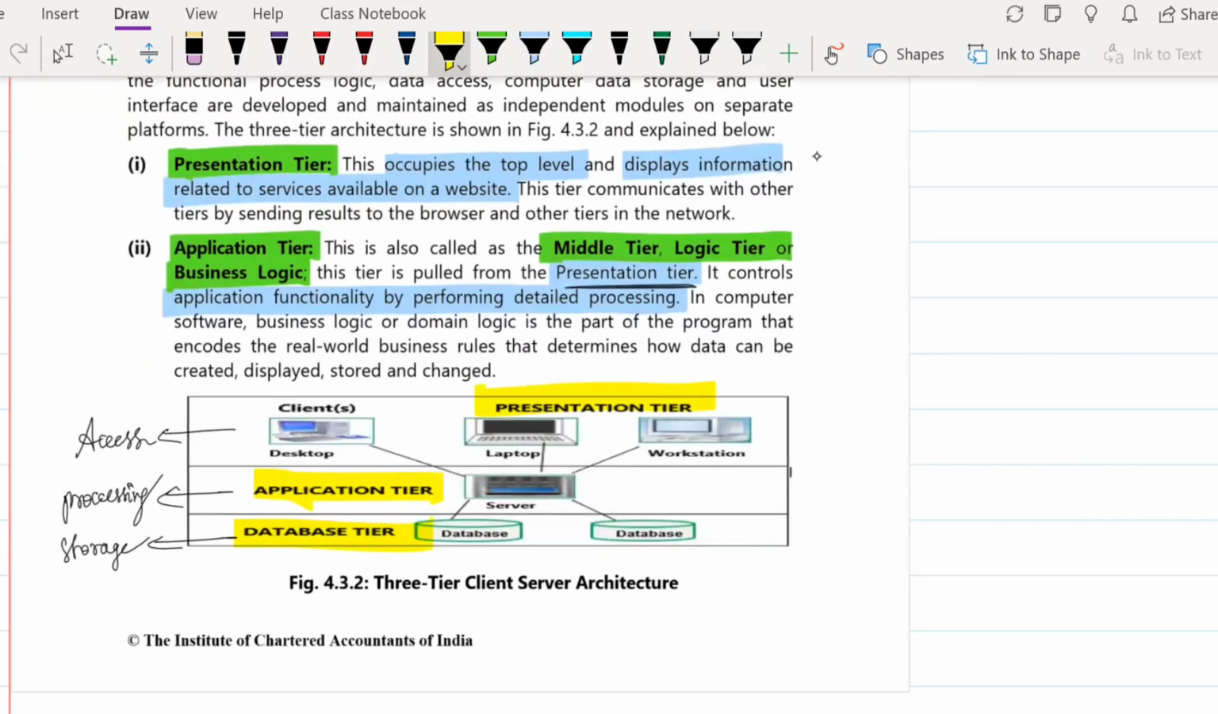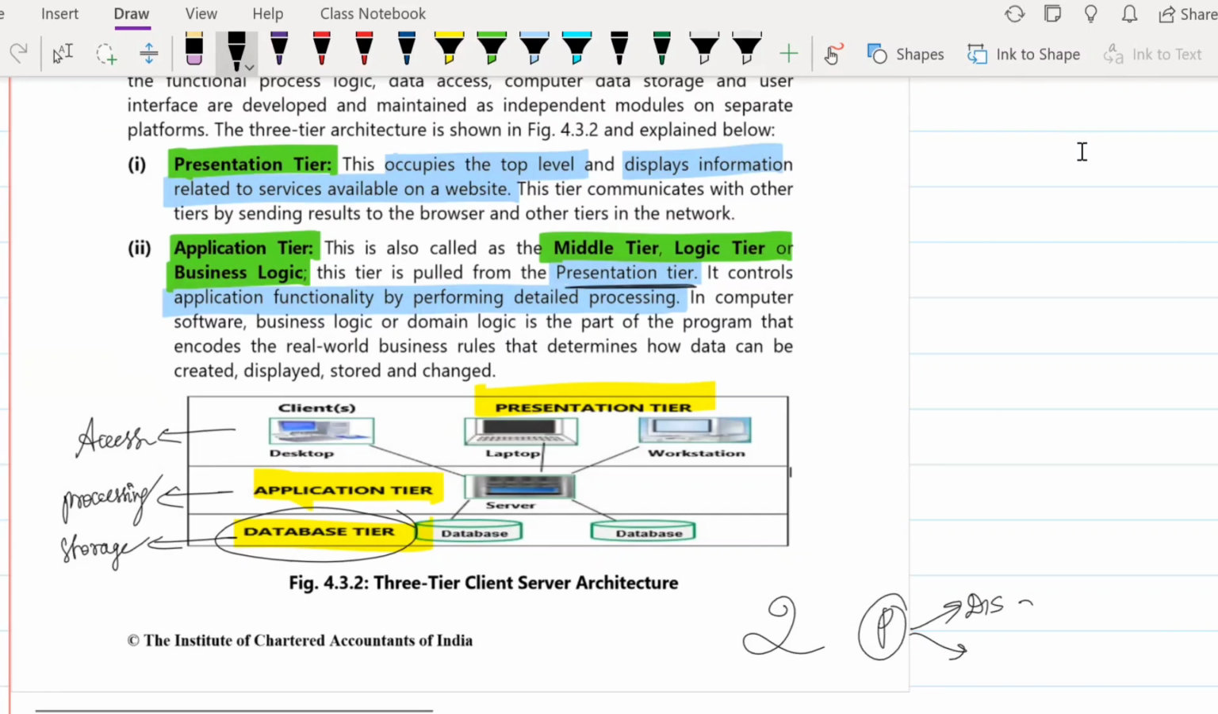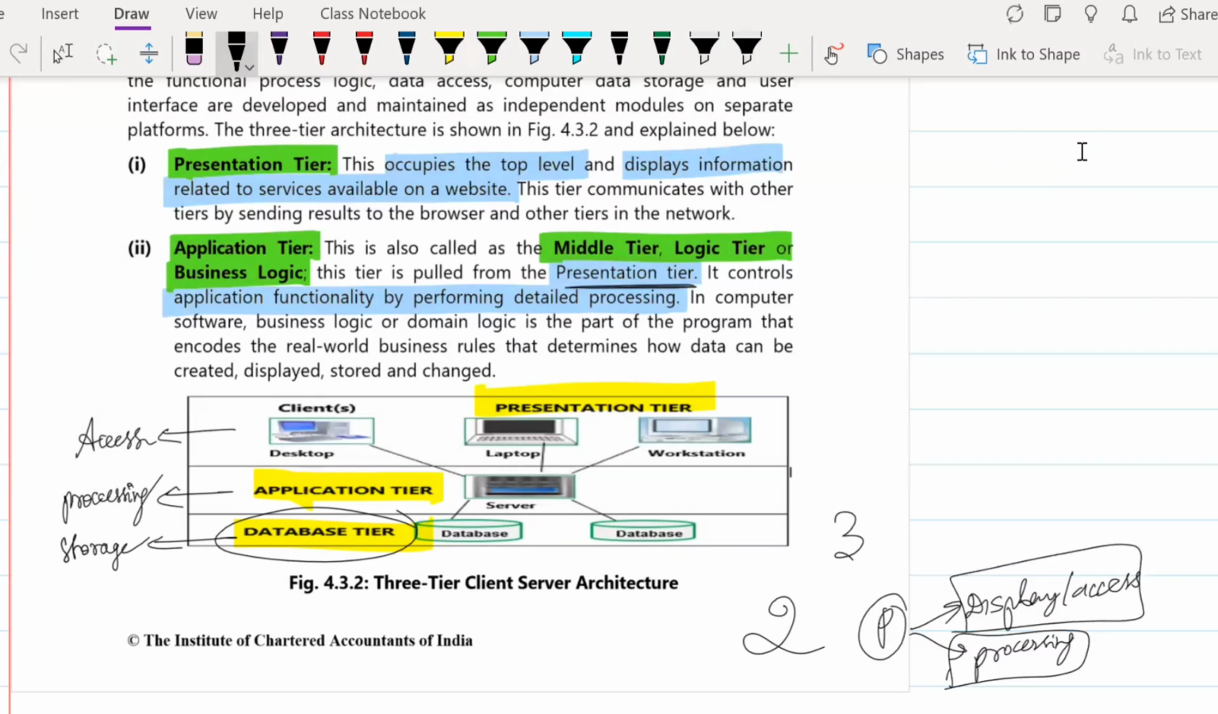The database tier was holding or storing the data or the information. Here also the database tier will do the same job only. It will store the information or data for you. Now, in the two-tier architecture system, the presentation layer was itself doing the display, or giving you access to the system, and plus it was processing too. Correct.